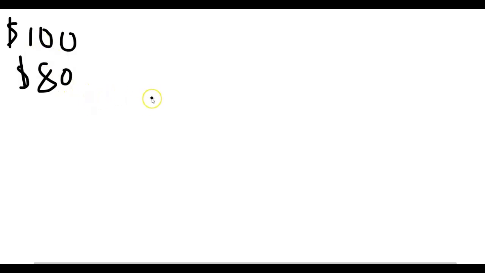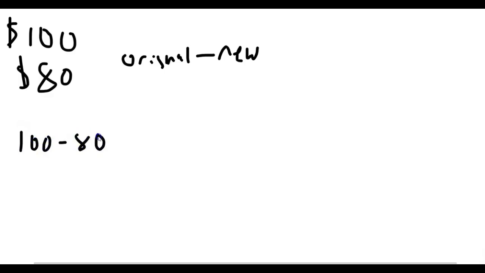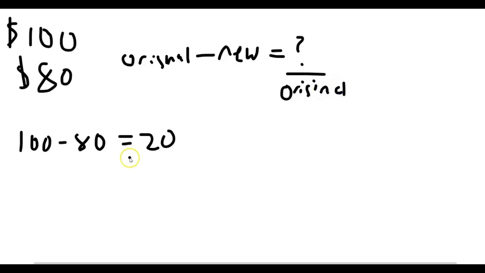So what you would do is you would take the original and then subtract the new price. So it would be 100 minus 80, right? Which is equal to 20. So once you get this, it's going to equal some number, and then you're going to divide it by the original. So you would divide 20 by the original price, which is 100. And then once you get this, you're going to want to multiply this by 100%.